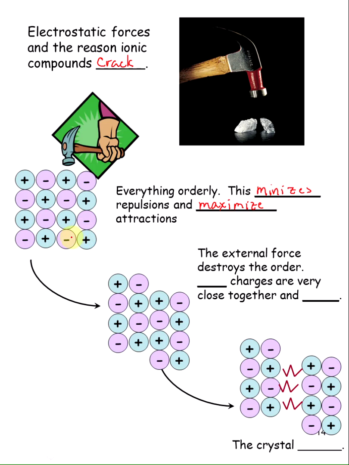So it's doing everything it can to get things of like charge as far away from each other as possible, but get things of the opposite charge as close as possible. And this is going to give us the most stable configuration. Now, if we hit this with a hammer and we start moving these planes of the cations and the anions, so let's say that we just hit it here, we've shifted things over a little bit.